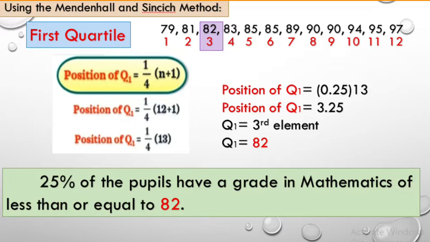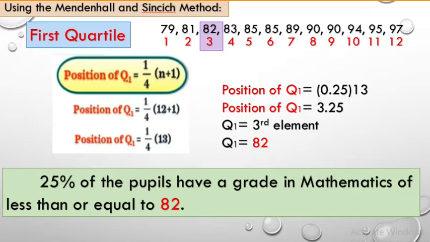Yung n natin is 12 kasi meron tayong 12 na sample grades plus 1 is 13. Then 13 times 1/4 or gawin natin tong decimal. Magiging 0.25 times 13 and the answer is 3.25. And that's the position of our quartile 1 or ibig sabihin nasa third element ang ating quartile 1.